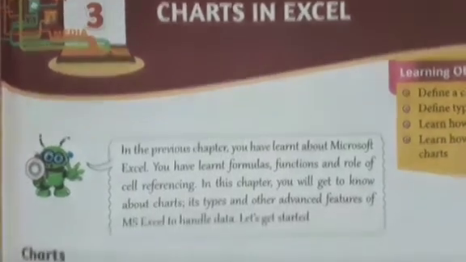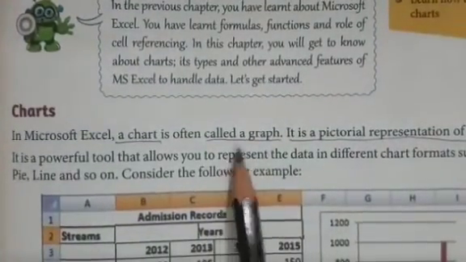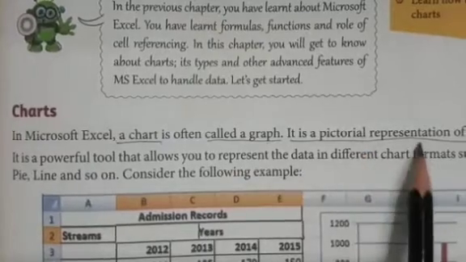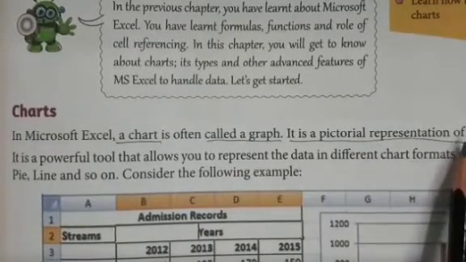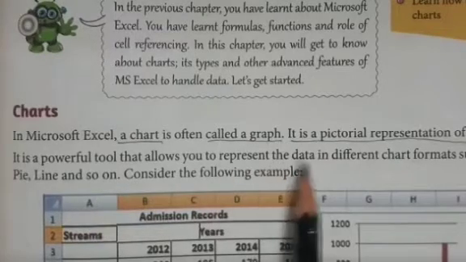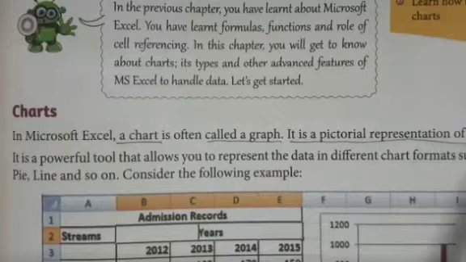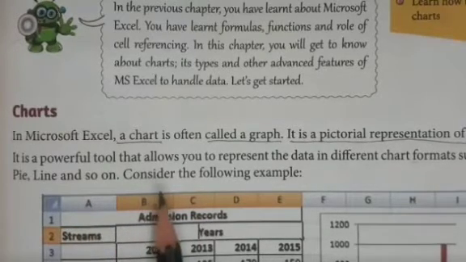What is a chart? A chart in Excel is called a graph. It is a pictorial representation of data. It is a powerful tool that allows you to represent the data in different chart formats such as bar chart, column chart, pie chart, line chart, and so on.